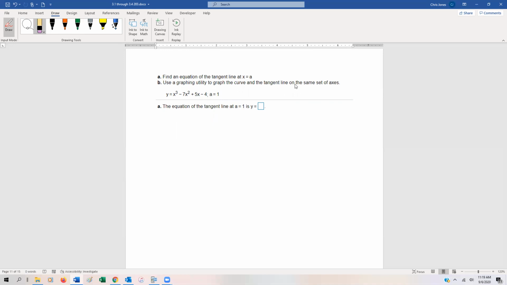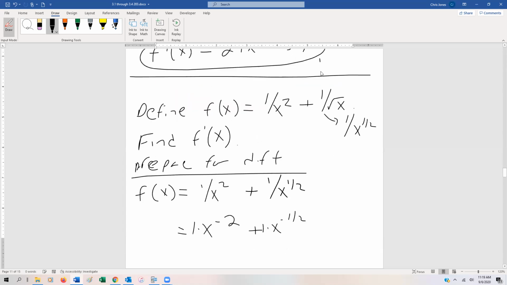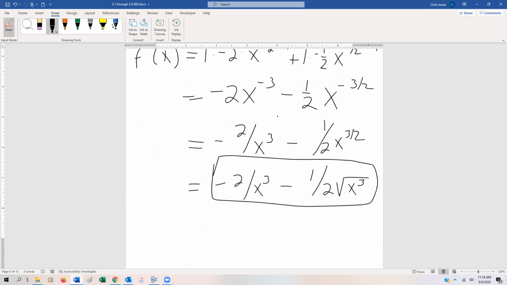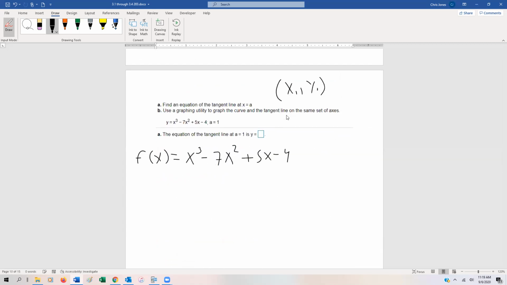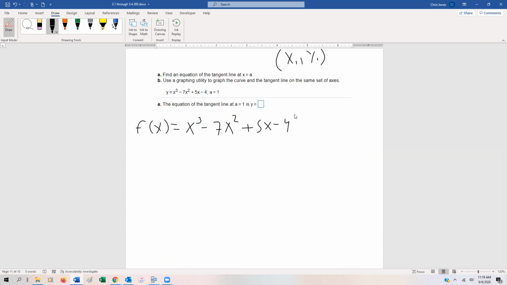To be able to find the equation of the tangent line, first thing we're going to do, let's just rewrite this as f of x instead of y. Not that we have to, but we can. So x cubed minus 7x squared plus 5x minus 4. And usually we're given a point, right? Usually we're given an x1, y1, but we're not given that this time. What are we given? We're just given that a is equal to 1. So what we can do is substitute 1 back into the function to get the y value.